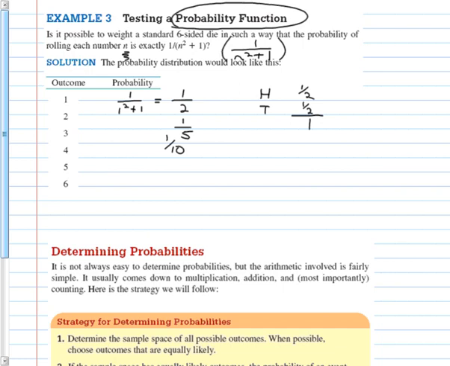Here's my next one. If I do a 4, 4 squared plus 1 is 17, so 1/17. And a 5, 5 squared plus 1 is 26. And 6 is 1/37. Add those up on your calculator. A 1/2 plus a 1/5 plus a 10th plus a 17th plus a 26th plus a 37th. We want to know, will that equal 100%? Since those are all the possible things I could roll. Or 1.